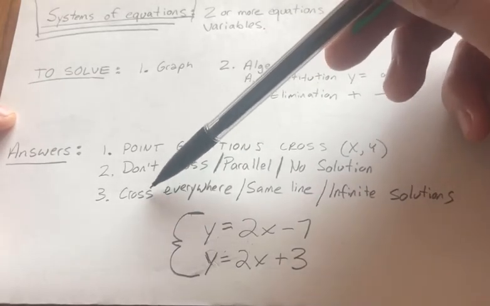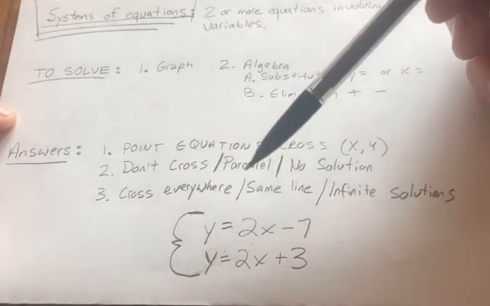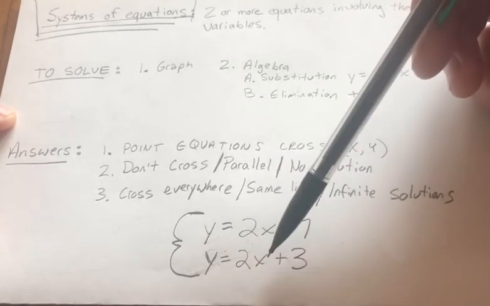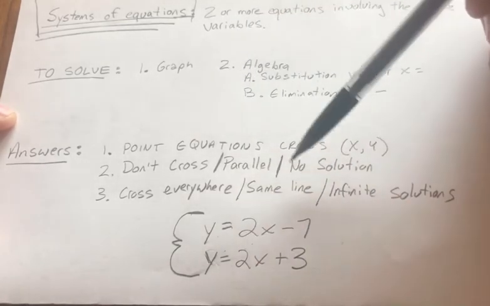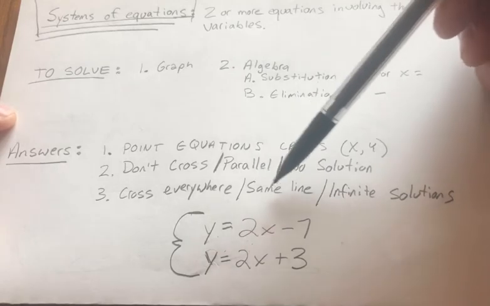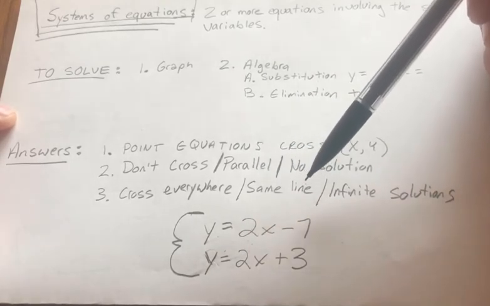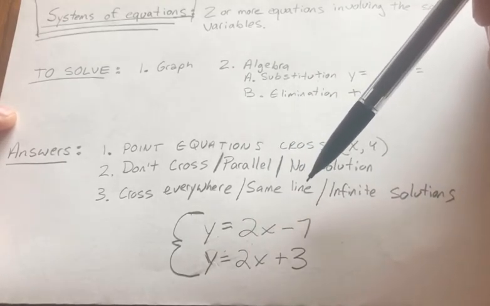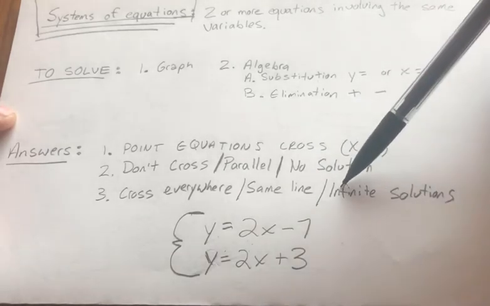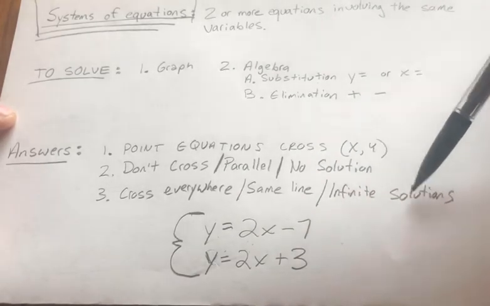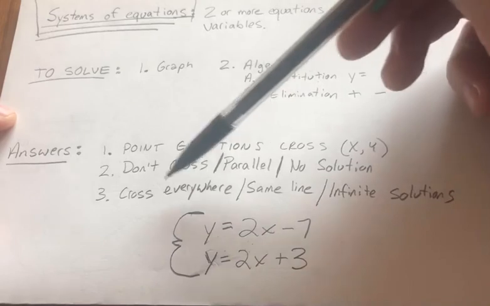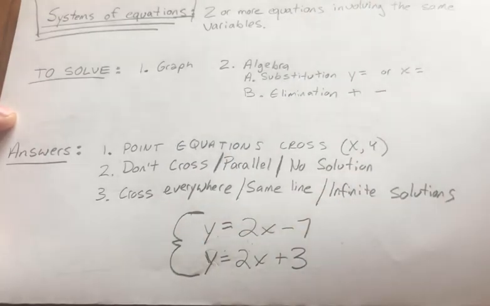Sometimes they cross everywhere, because you'll do some algebra or you'll graph them and you'll find out they were the exact same line. They were just written different ways. On a multiple choice test or short answer test, you'd write infinite solutions if they were the same line, because they cross everywhere. Those lines were right on top of each other.